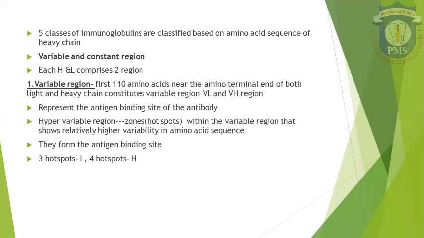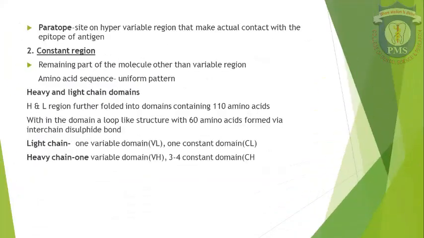There are hypervariable regions, which are zones within the variable region that show relatively higher variability in amino acid sequence. They form the antigen binding site, and there are 3 hotspots on the light chain and 4 hotspots on the heavy chain. Next is the paratope. What is a paratope? It is a site on the hypervariable region that makes actual contact with the epitope of the antigen. So this paratope of the antibody will make contact with the epitope of the antigen, and the antigen-antibody reaction takes place.